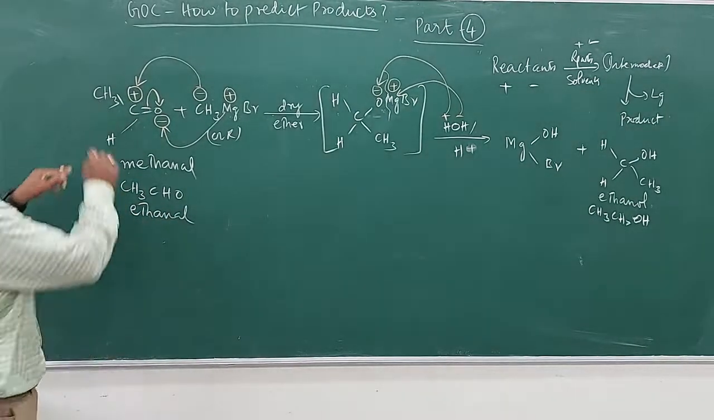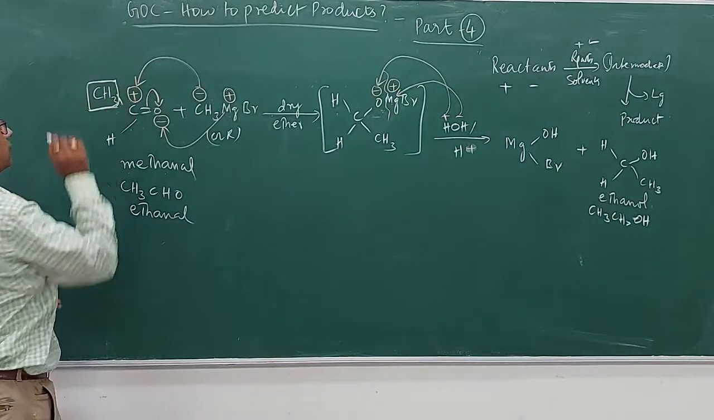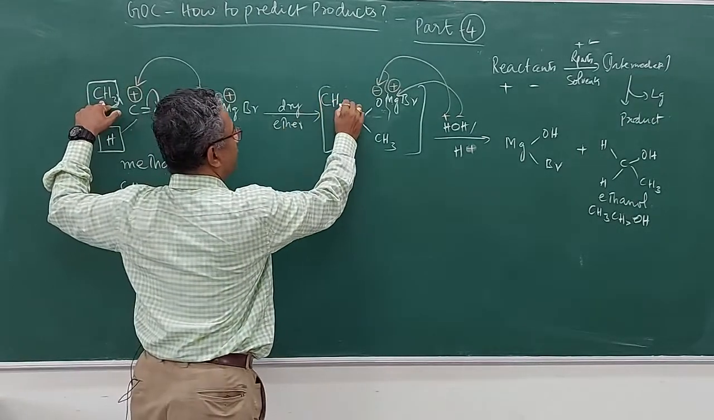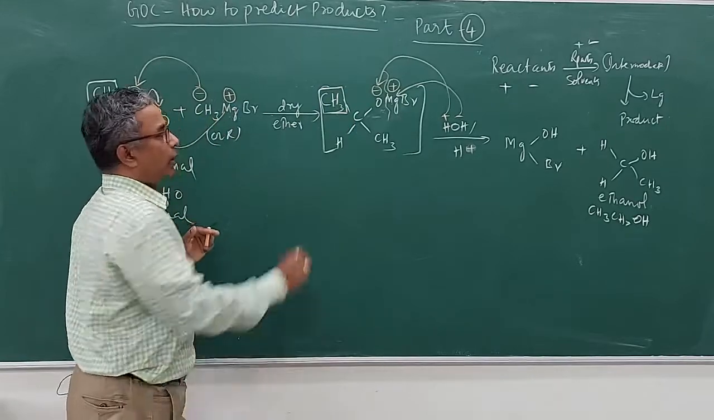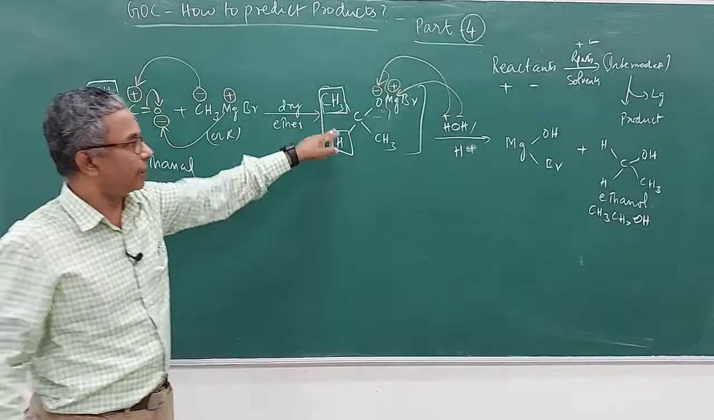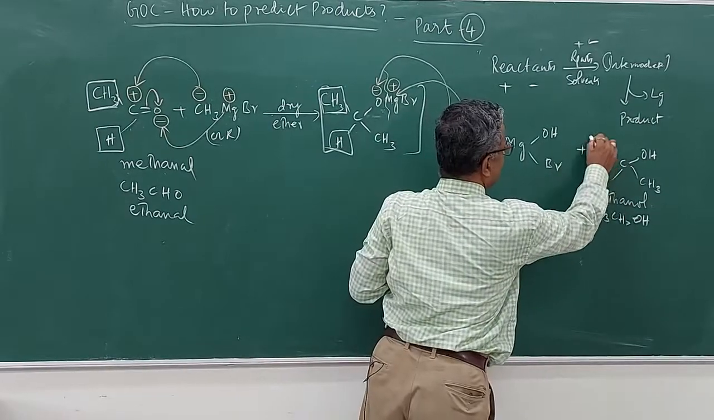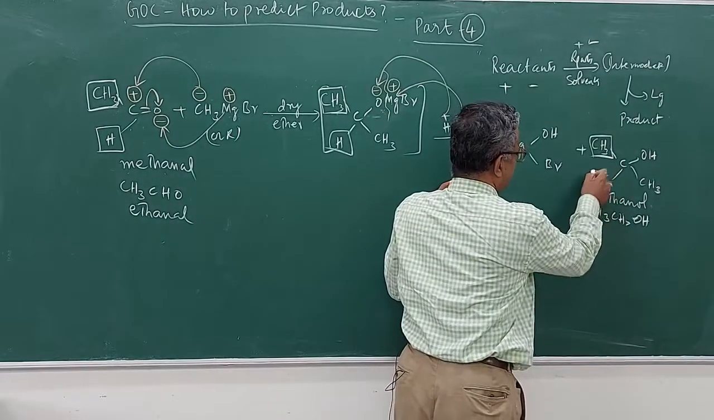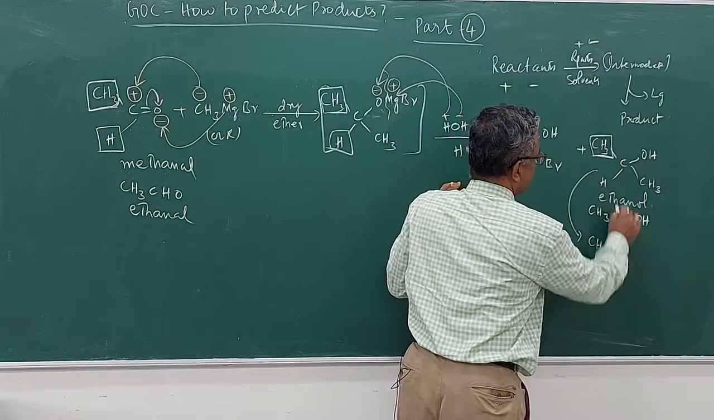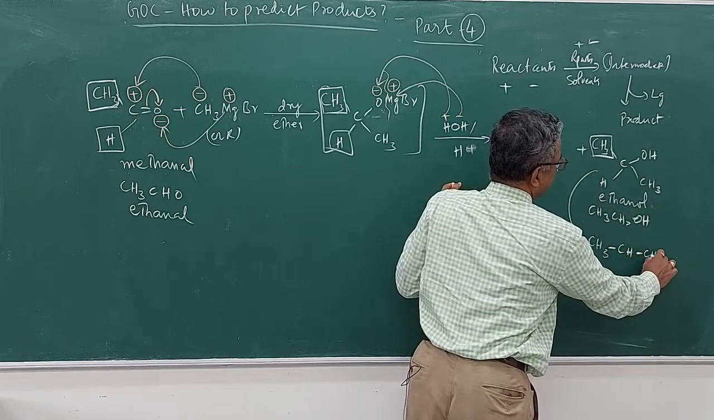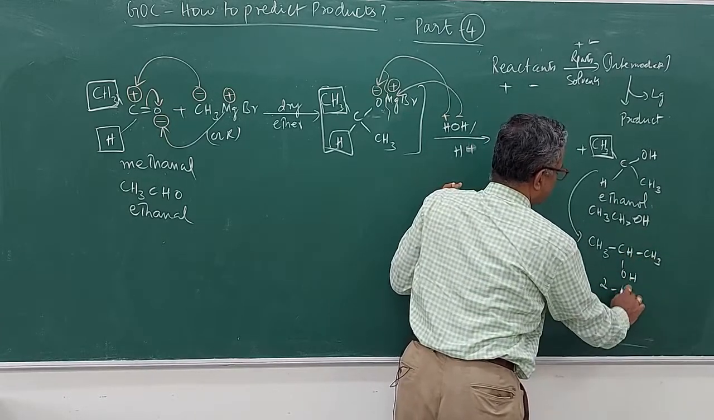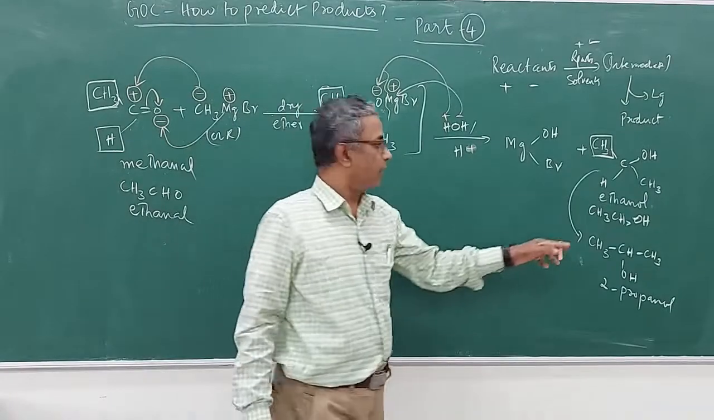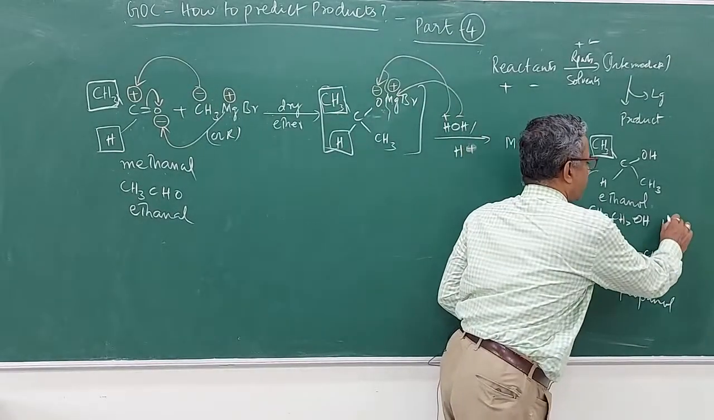If I put CH3 here, I will put boxes to identify it. So you will have CH3 here, the box here, and the box here, and again CH3 here with the box. You can see that now the product has changed. Now the product will be CH3, CH, CH3, with OH. So you get 2-propanol as the product. You can see that the earlier ethanol is a primary alcohol.